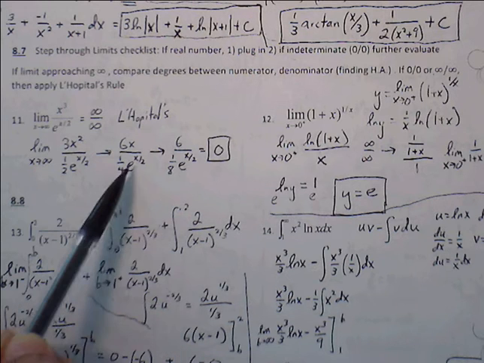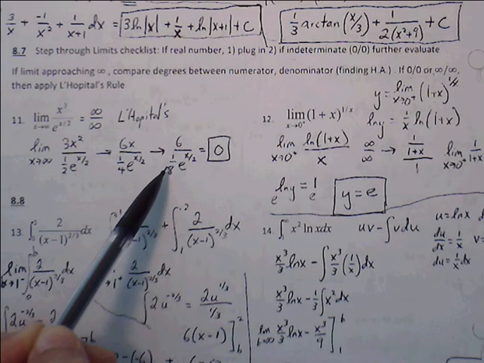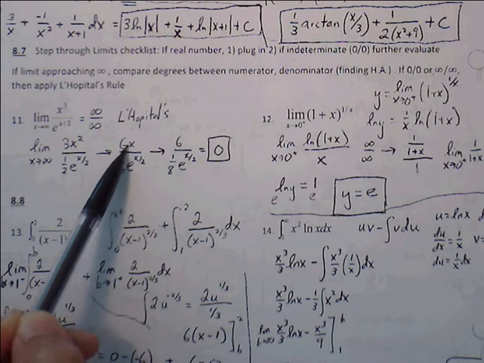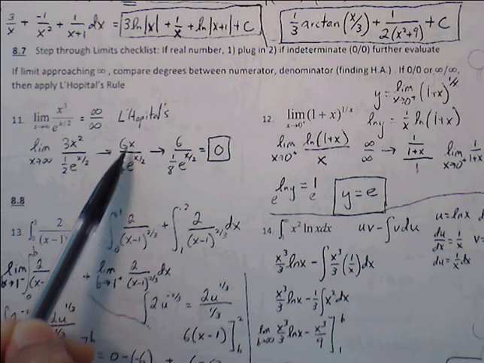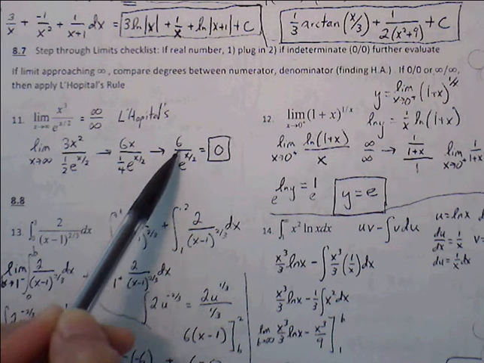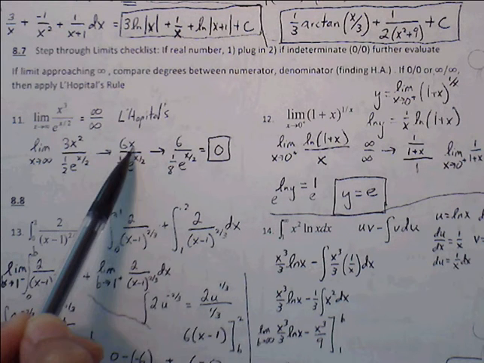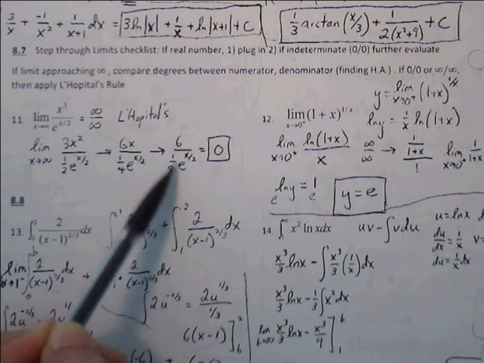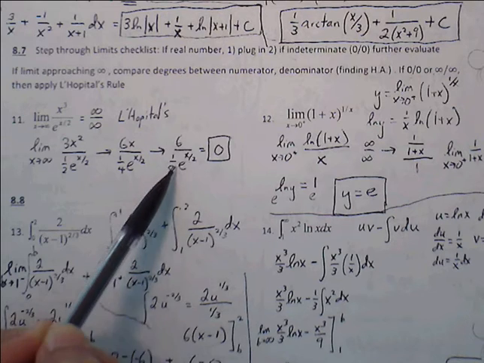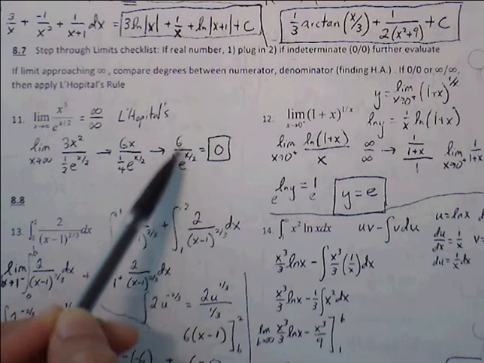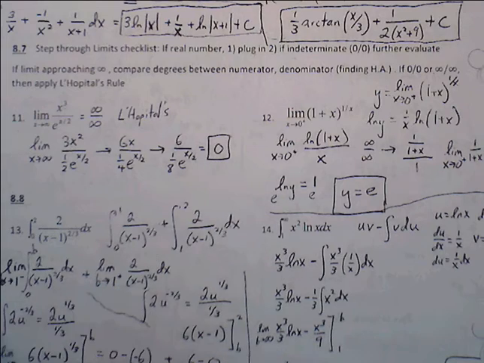Now if I plug infinity in, again, infinity over infinity. Find the derivative of each of the terms here. So 6x becomes 6. We get 1/8 e to the x over 2. Now if I plug infinity in for the remaining expression, I get 6 over infinity, which is equal to 0.